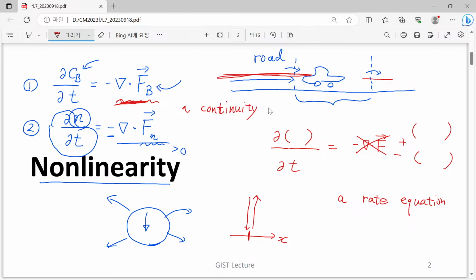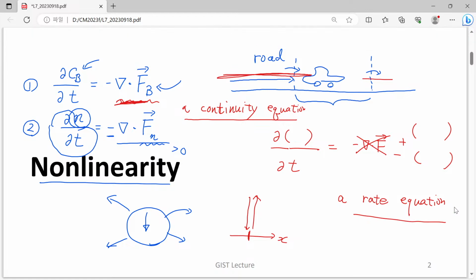In reality, we have to consider both of them, continuity and rate equation, because when you consider such a system, there can be physical movement or positional movement, and also change of status. So okay, are you with me?